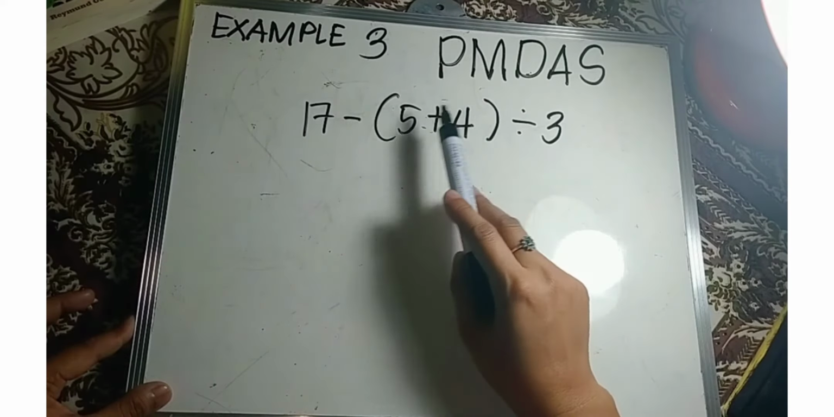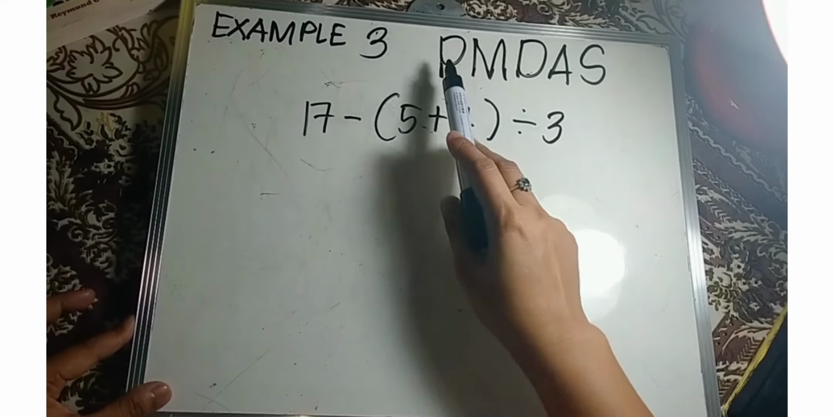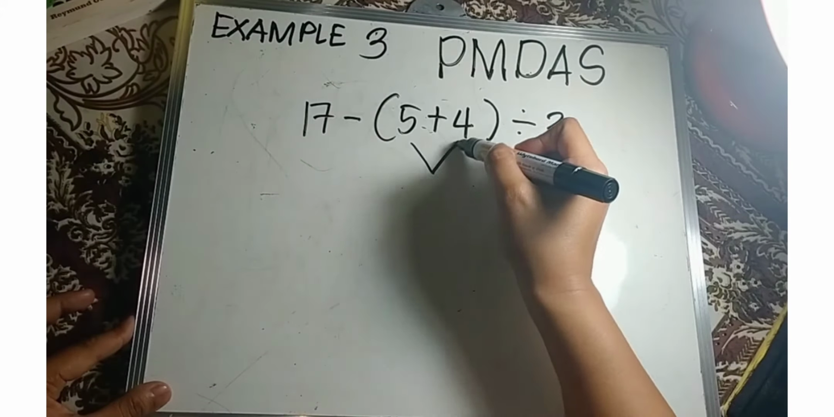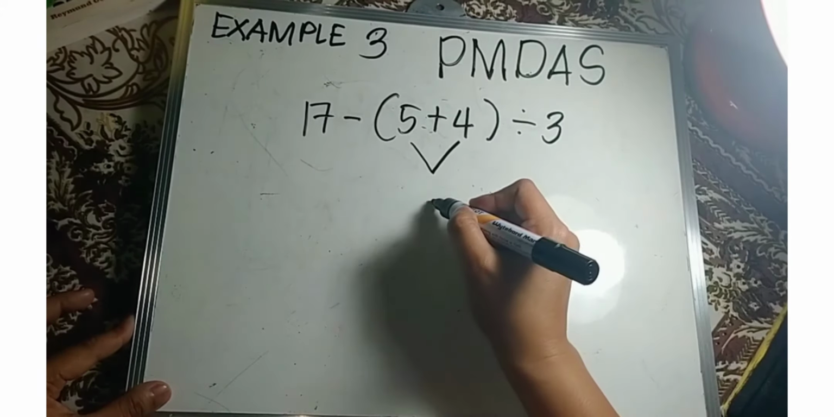So, parenthesis muna ang una nating isosolve. Kasi, based on the rule, parenthesis first. So, let us solve 5 plus 4. The answer is 9.